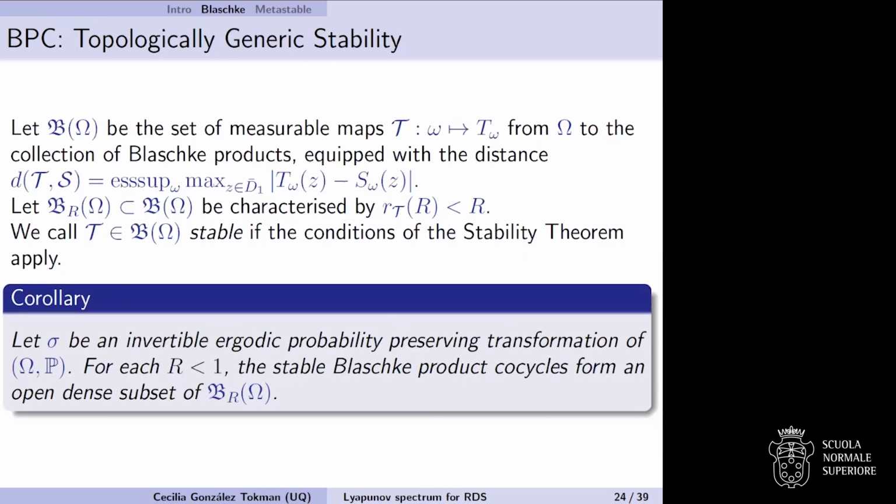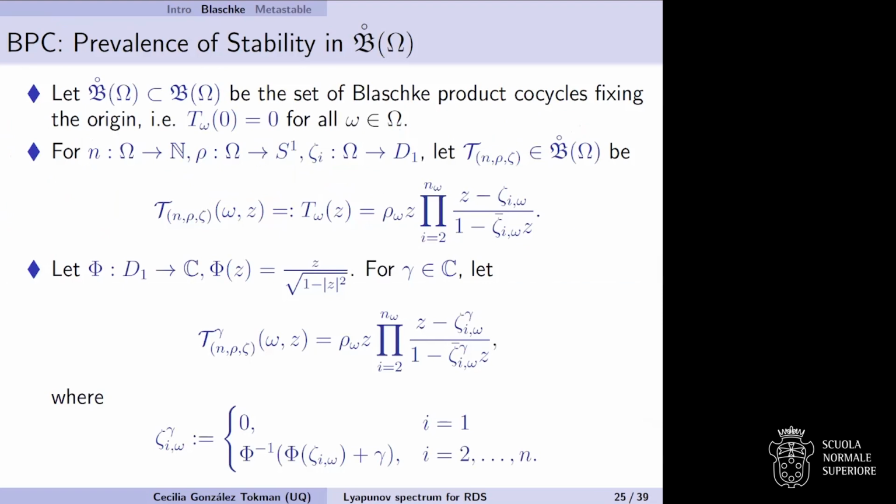Then as a corollary, we were able to show that if we put some distance in the space of random Blaschke product cocycles, then we can show that stable Blaschke product cocycles are topologically generic in the sense that they form an open and dense set. Then with Joshua Peter, we asked the question, can we say something about measure theoretical genericity? Okay, so can we understand this in some way?